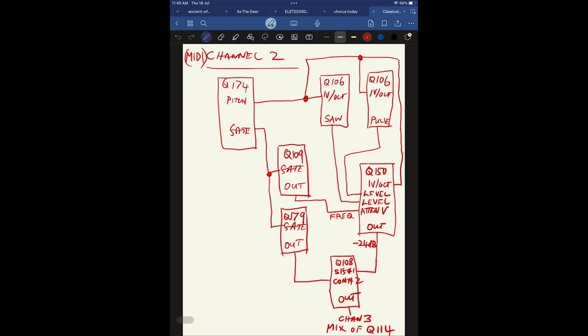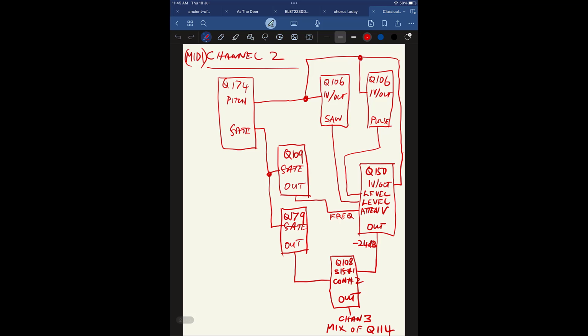And what I would add here about this one, which is the same as channel 1, is that both of these are using two envelopes, two Q109 envelopes, one for the amplifier and one for the filter, as you can see, as it's indicated there.